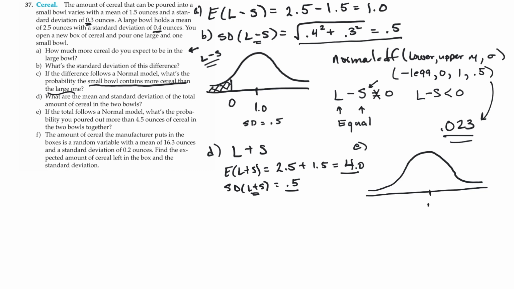I know that the center is going to be at 4. It's wanting to know up here at 4.5. What's the chance that my area, my percent, occurs more than 4.5 ounces? We've already determined the standard deviation is 0.5, so this is enough for me to go straight to normal CDF. The lower value, or left side of the shaded region, is 4.5. The upper value is just 1E99. And then the mean is 4, and the standard deviation is 0.5.